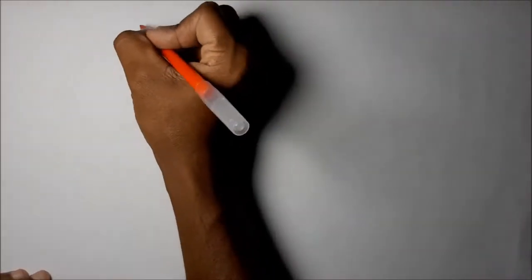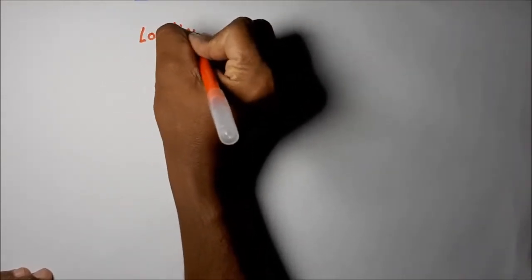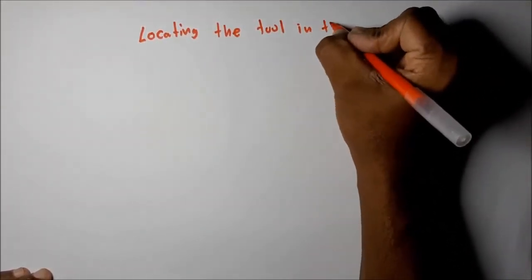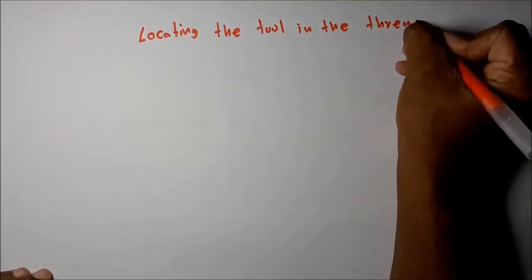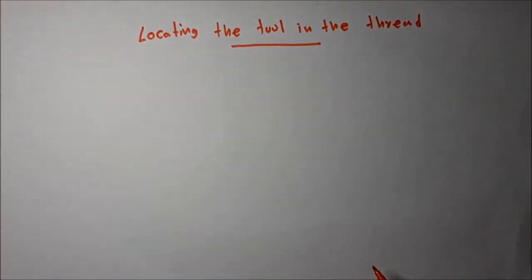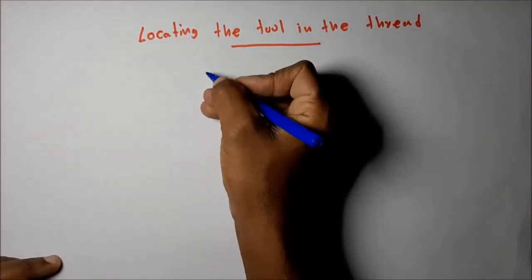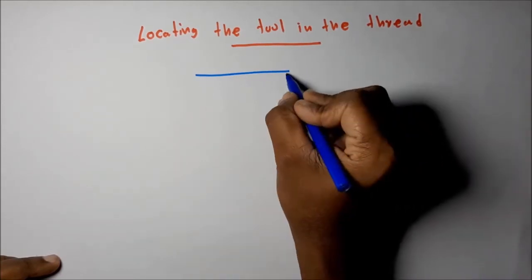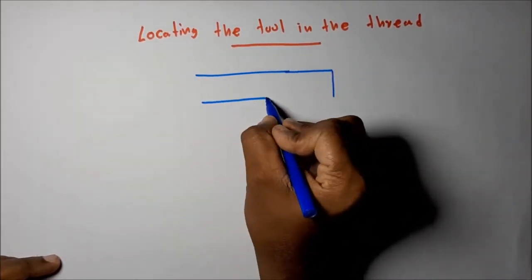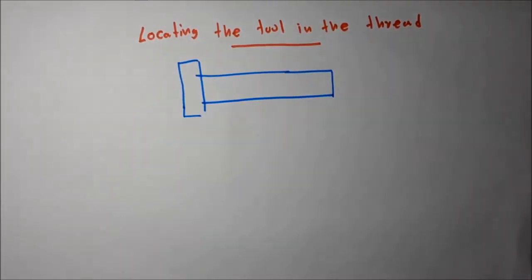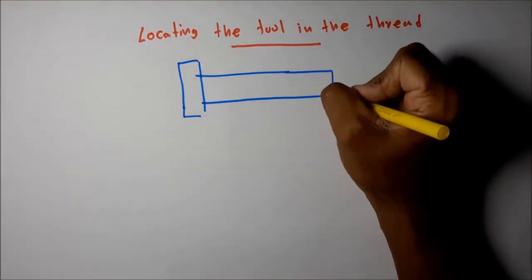In this lecture we are going to discuss locating the tool in a thread. This is the topic we discuss today. What does it mean? It means when cutting a thread, let's take this is the workpiece, and this is the lathe chuck. Then let's take this is the thread profile we want to cut.